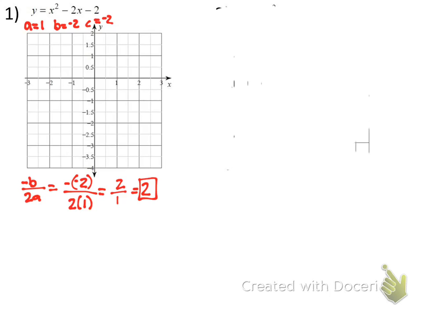Oh, I'm sorry, you're right. Yes, 2 times 1 is 2. Thank you. I was going too fast. What does this number represent? The vertex. So we still need to figure out where our vertex starts.